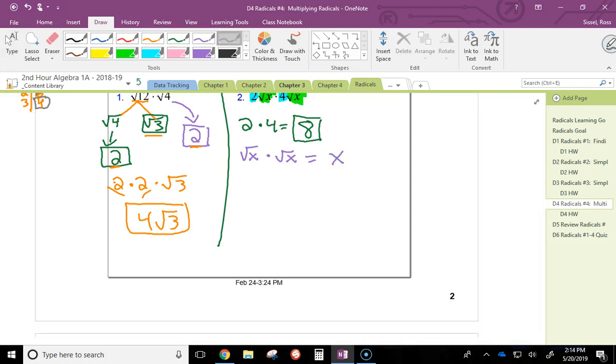Remember, if you don't understand why, do the work. Square root of x times square root of x is square root of x squared. Square root of x squared is x. Okay? That's the work if you didn't understand what we just did. Okay? So my final answer is 8 times x is 8x.